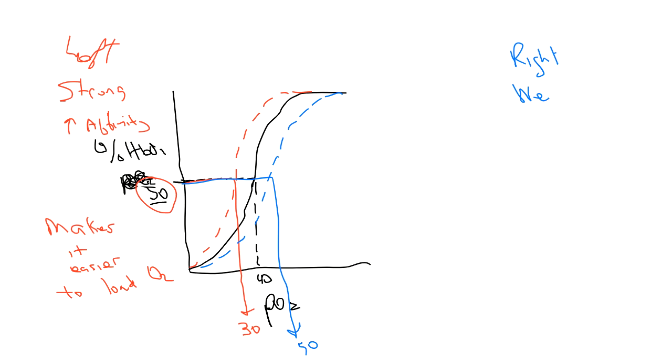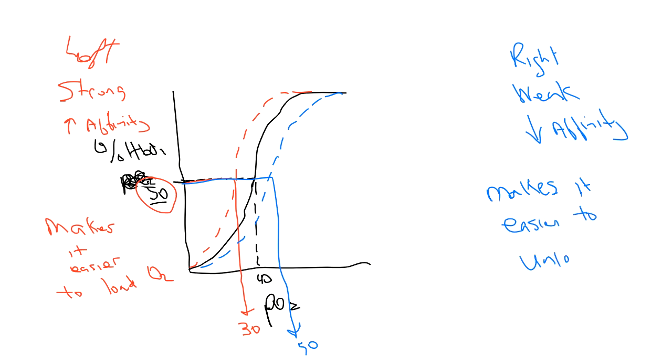And remember, the weak magnet has a lower affinity. And so if I move the curve to the right, affinity goes down. Well, that doesn't make it easier to load. That makes it easier for the oxygen to fall off. It makes it easier to unload the oxygen. Make sense?